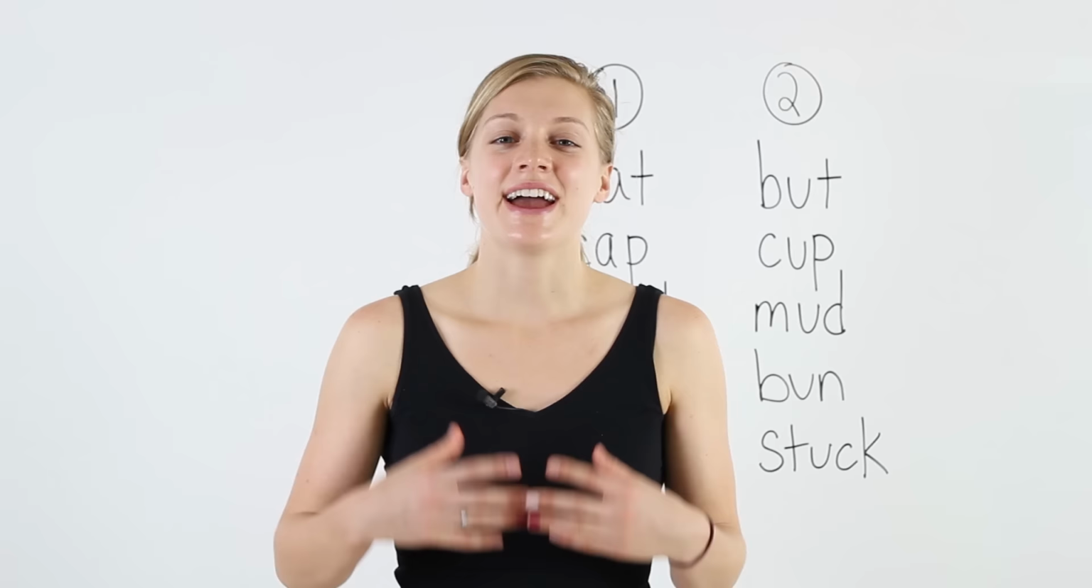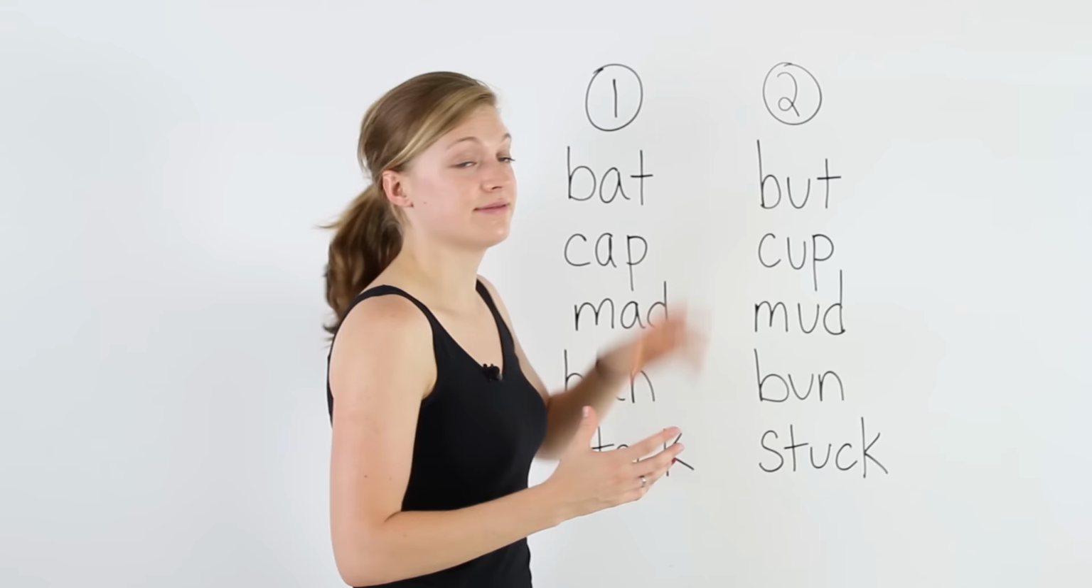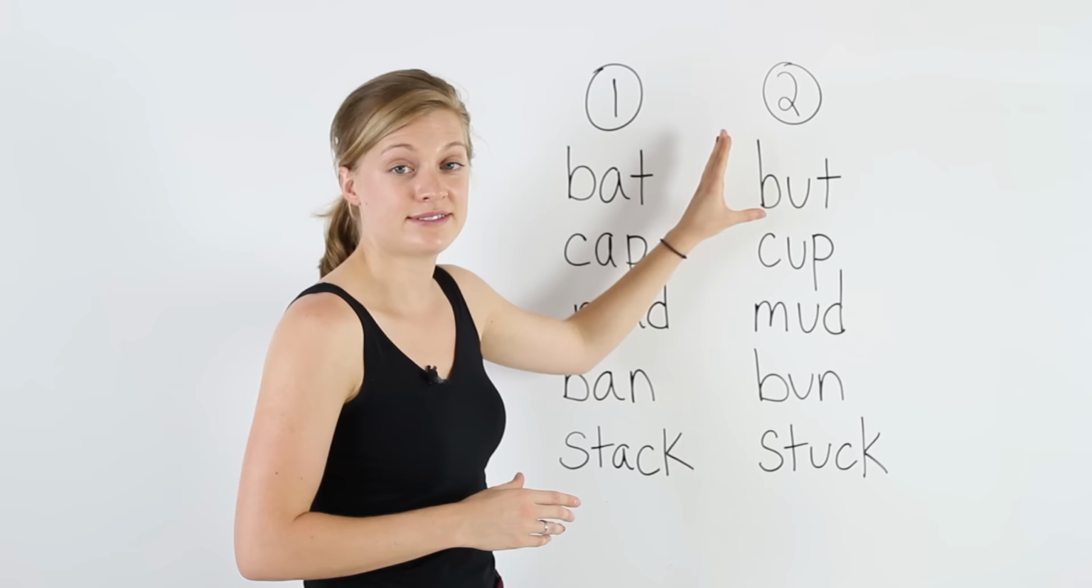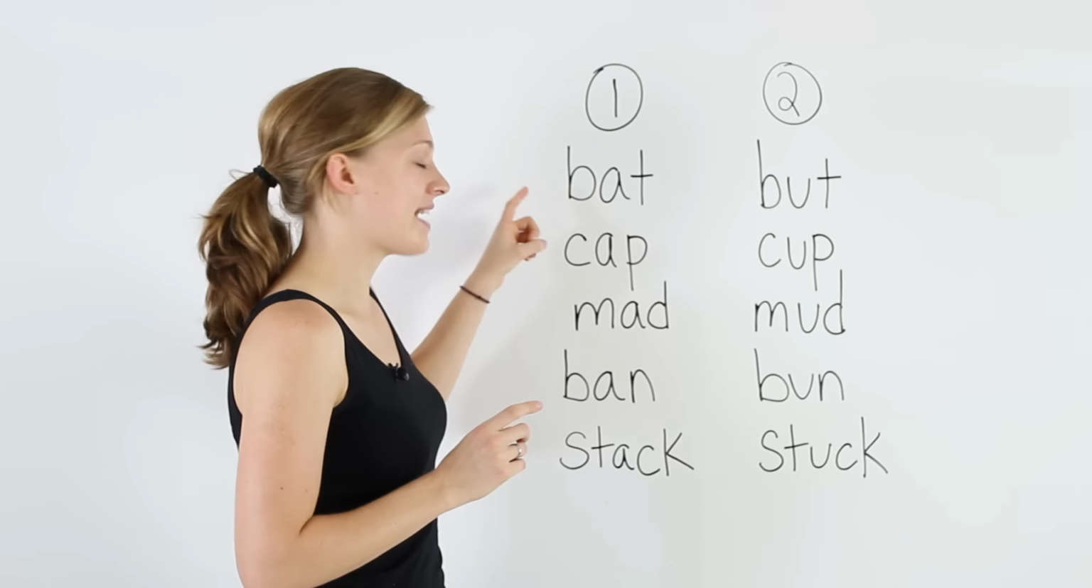And now it's time to practice with a test. I'm going to give you a word, and you need to choose between these two words. Let's start with our first example. We have bat and butt. Now, I'm going to choose the word bat. Bat. You're right if you answered bat.